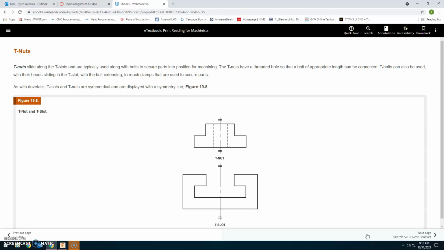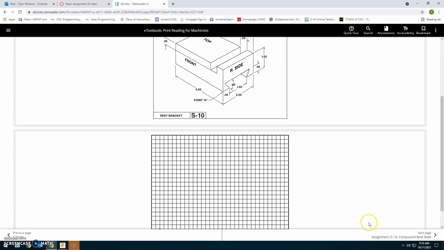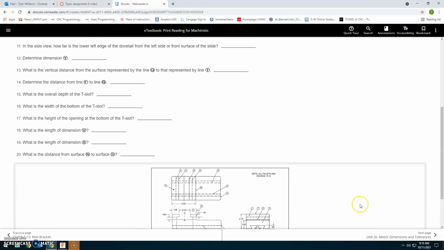T-bolts can also be used where their heads slide in the T-slot, with the bolt exiting to reach clamps that are used to secure parts. As with dovetails, T-slots and T-nuts are symmetrical and are displayed with a symmetry line in figure 19.8. So symmetrical. And there's a sketch that you can draw.